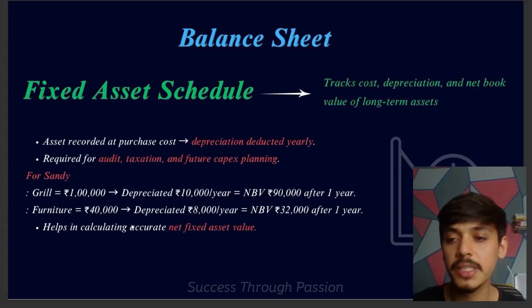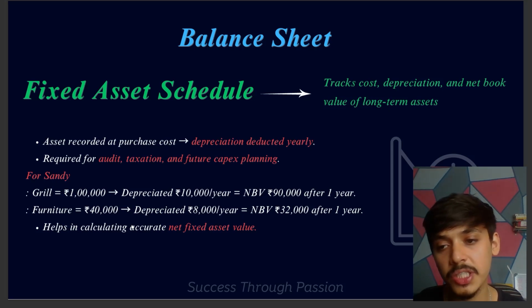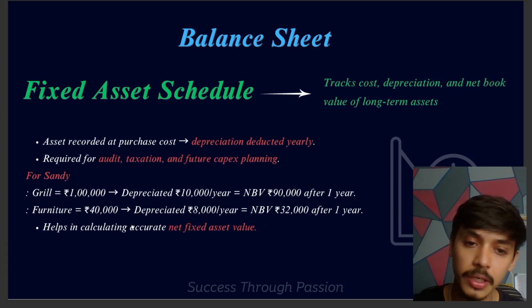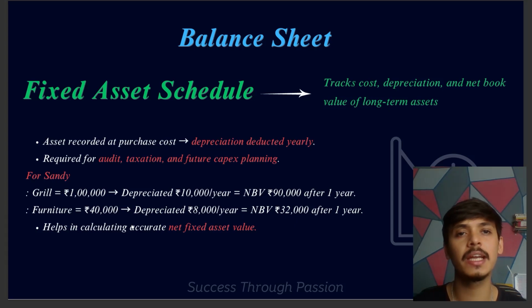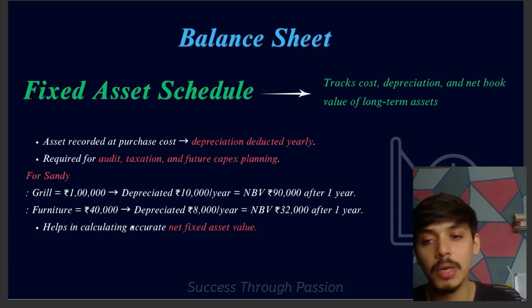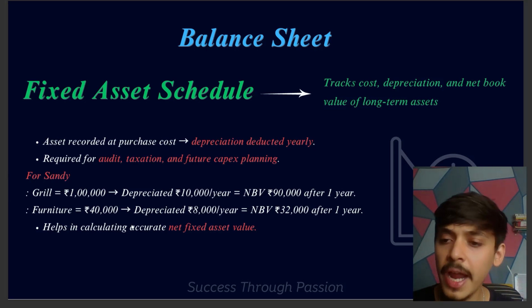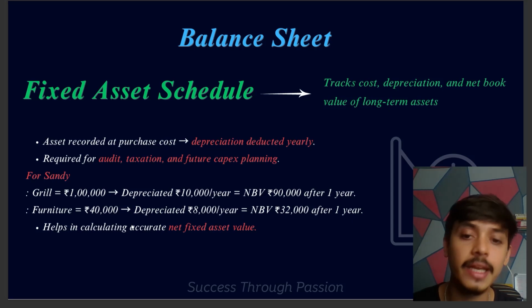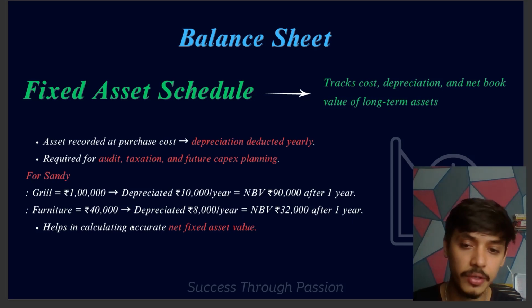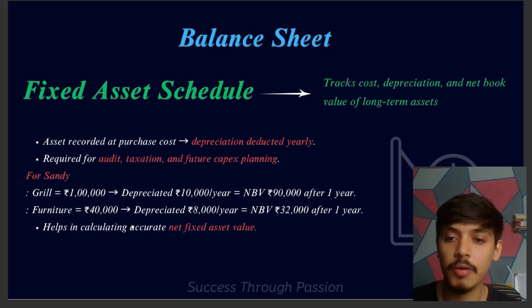Now for our business, we can see that we have purchased a grill of 1 lakh rupees and it is depreciated at 10,000 per year. So we can understand that the grill has a useful life of 10 years, which is 10,000 multiplied by 10, we get 1 lakh. And the furniture we have taken for 40,000 is depreciated at 8,000 per year. So the furniture has a useful life of 5 years. So let us plug in these numbers in our fixed asset schedule.